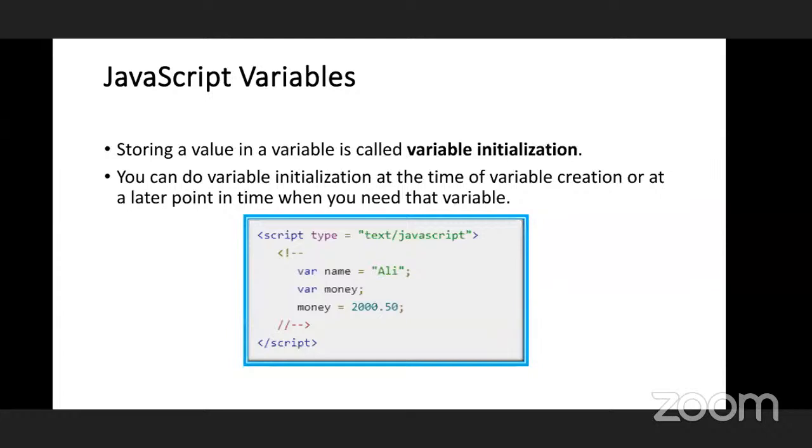Now, what is the major difference between declaration and initialization? Observe this code. I created a variable, var space name, and assigned some value, the name of some person. This is where I created a variable and assigned the value. This is called variable initialization. Storing a value in a variable is called variable initialization. After that statement, I created one more variable, money, but I am not assigning any value. That is called only declaration. We are declaring the variable money, but not storing any value.